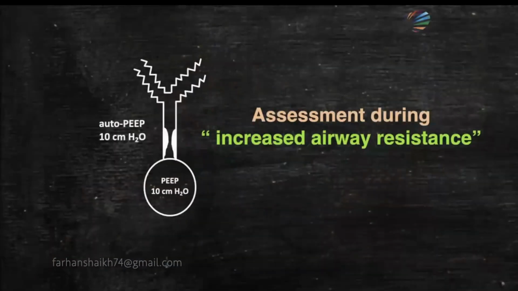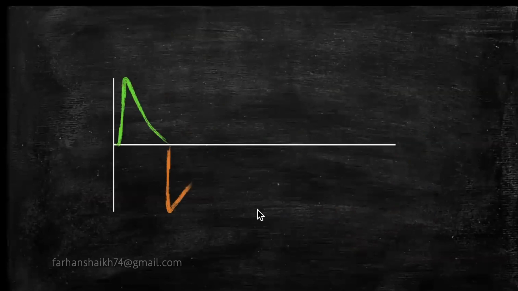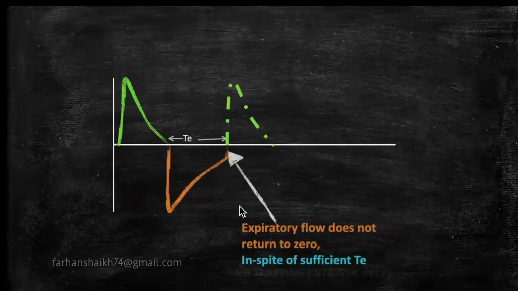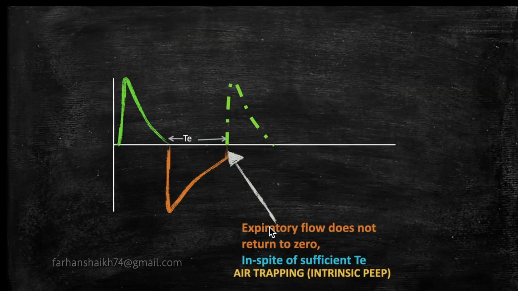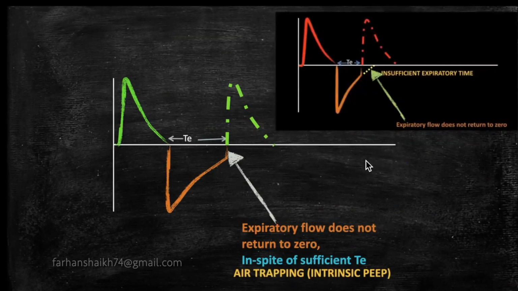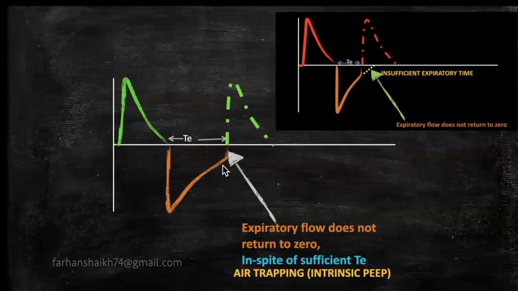Now, what to do with situations of increased airway resistance? When there is increased airway resistance, the flow will not reach the baseline. This is because of the air trapping. We had also seen earlier flow was not reaching the baseline during expiration, but at that time the inspiratory time was insufficient. In this case, you can see the inspiratory time is more than sufficient. It's quite prolonged, but in spite of that, the expiratory flow is not reaching the baseline. So this is because of increased airway resistance leading to flow not reaching the baseline.